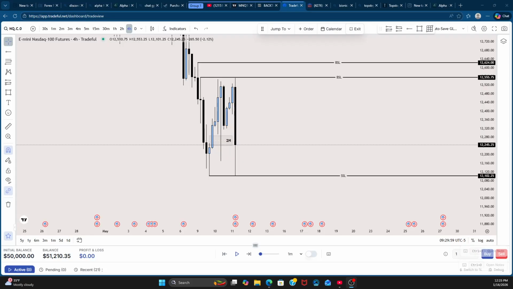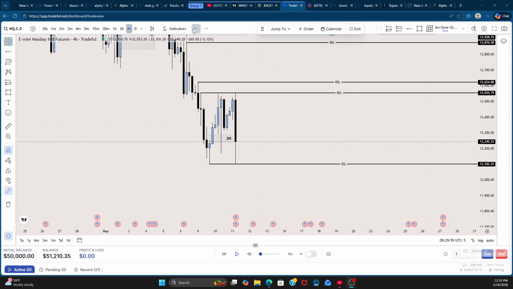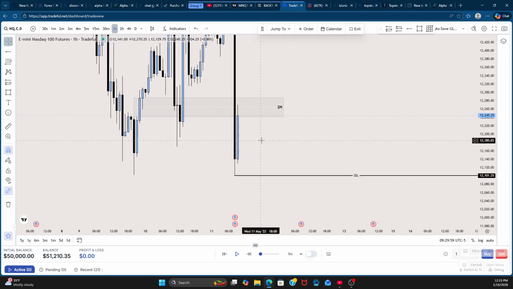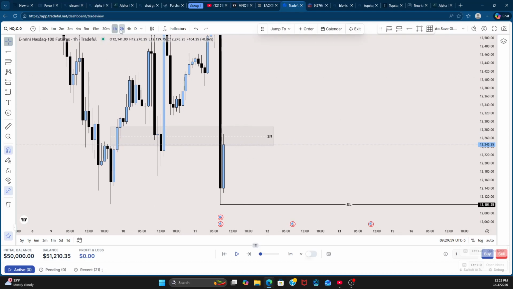Hold on. So we jump the next day. We make relative equal lows. Ignore that. As you can see, we sweep out these lows, playing into a 2 hour gap, which has already been completely filled. Is this even 1 hour low? Probably going to be.